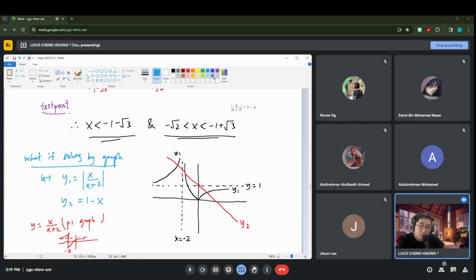So you may ask the question, how do we know what the points are? The intersections here. This is your -1 minus square root 3. This one here is the value of negative square root 2. And this value here, sorry, not that. And this value here, this is your -1 plus square root 3.